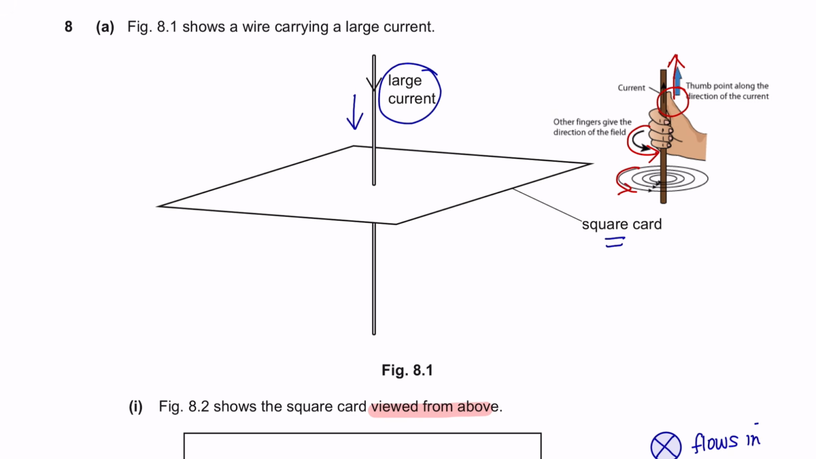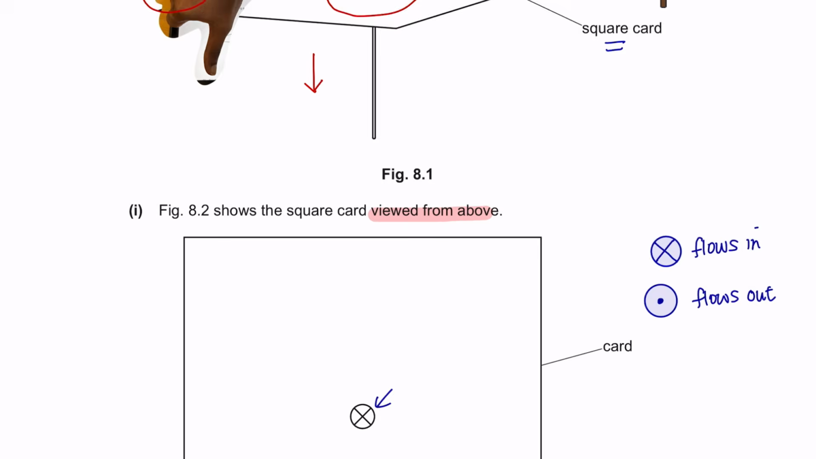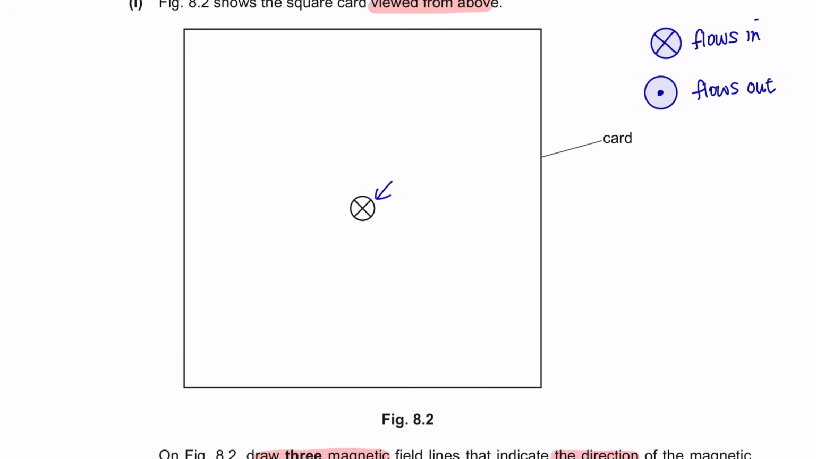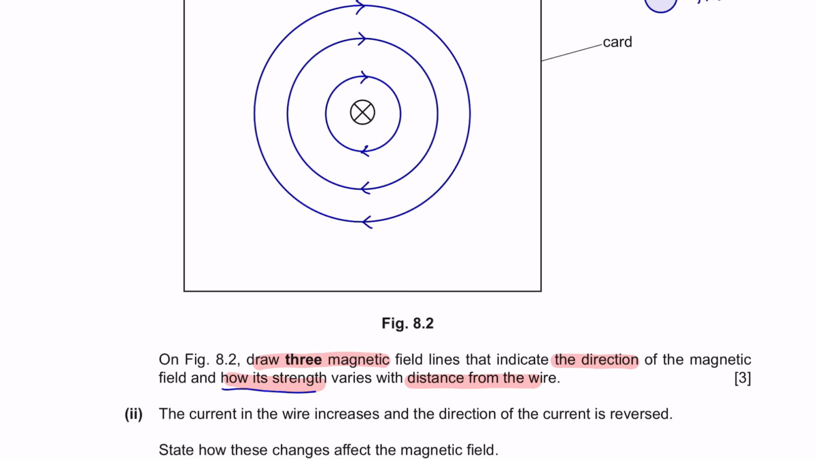In this case, the current is pointing downwards, so your thumb should also be pointing downwards, like this. And you will notice that the curvature of your grip is in this direction, meaning that the magnetic field will also be in this direction, which is clockwise. Okay, so now we're going to draw 3 circles in a clockwise direction. You also have to show how its strength varies with distance from the wire.